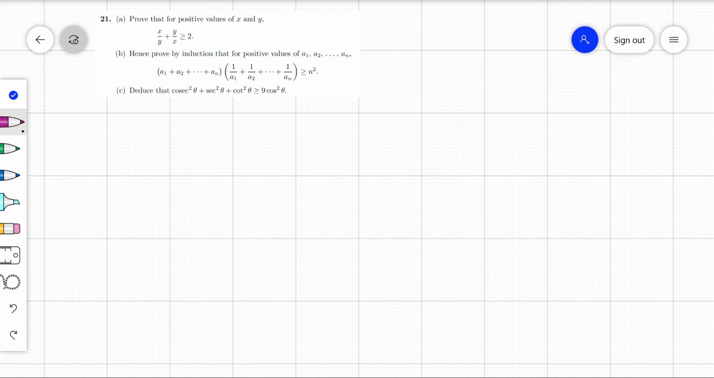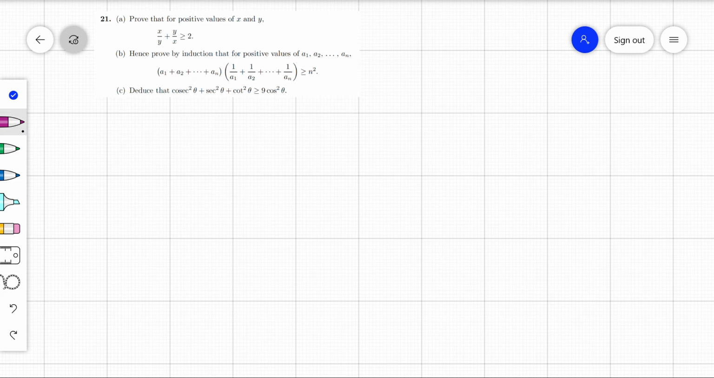Alright, so let's just have a look at P of 1. So, let P of n represent the proposition. P of 1 would just be a1 times 1 on a1, which of course is 1. And on this side we're getting 1 squared. So it's actually the equality. It's going to equal each other in that case. So P of 1 looks good.